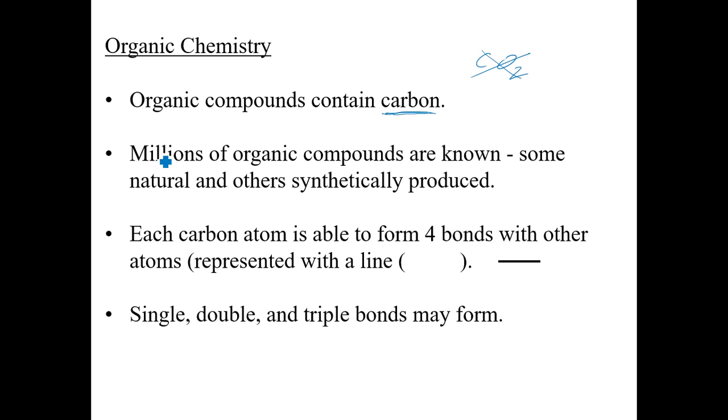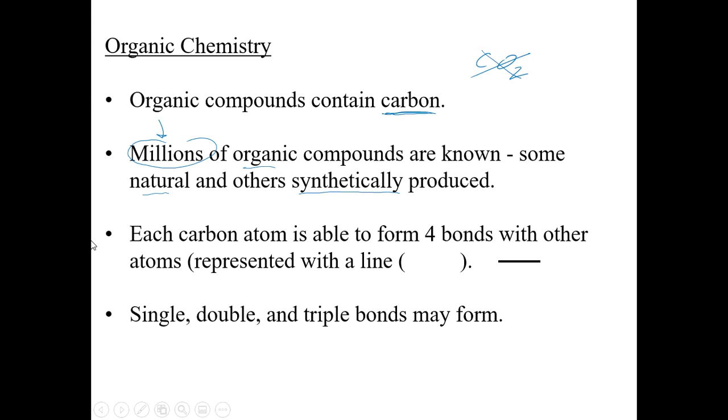So many, I don't know if it's millions, but a lot of different organic compounds. Many of them are naturally occurring. Other ones are synthetically or human produced. And of course, more and more can be produced all the time. So this is why we could say, well, at least potentially millions of different organic compounds would then be possible.